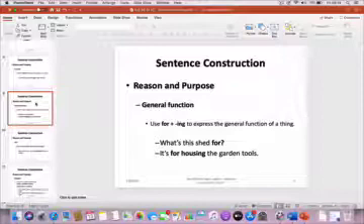If I'm describing the general function of something, in this case I'd use for plus the ing form, the gerund. What's this shed for? It's for housing garden tools. I'm using for plus the gerund here. Shed is a type of baracca you would have in the garden where you keep garden tools, attrezzi for the garden.